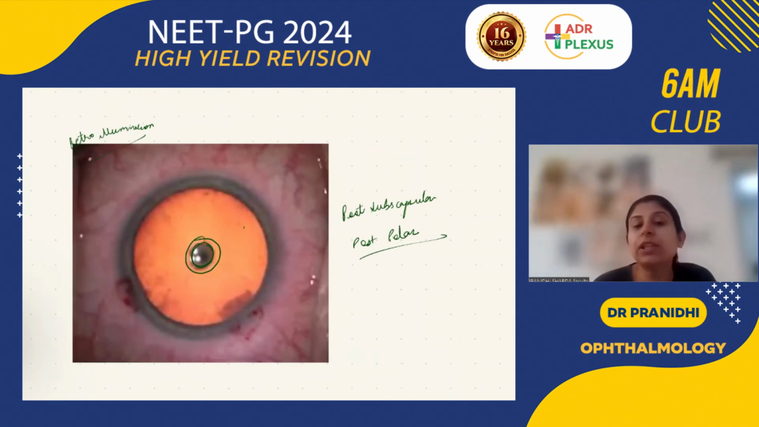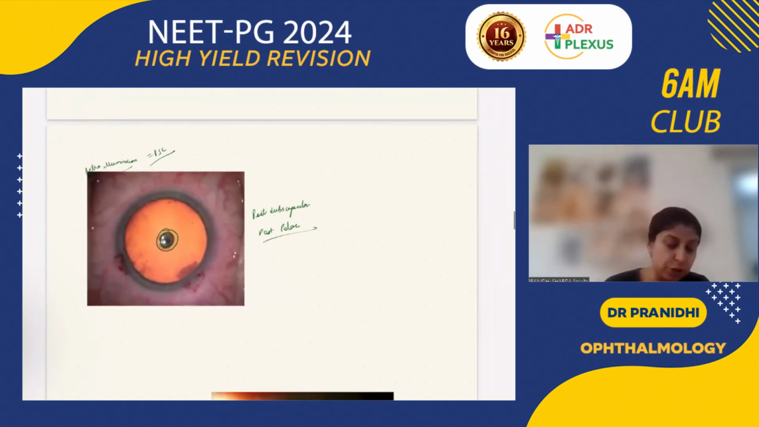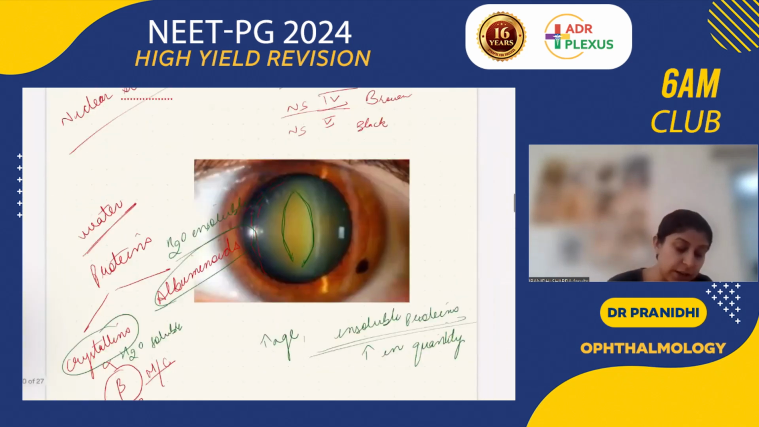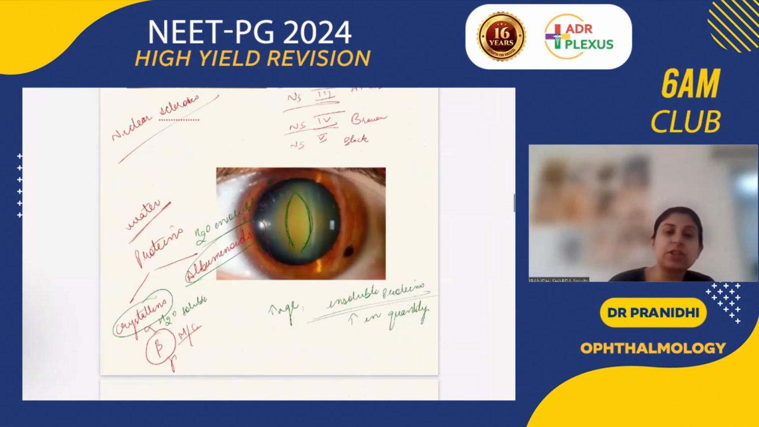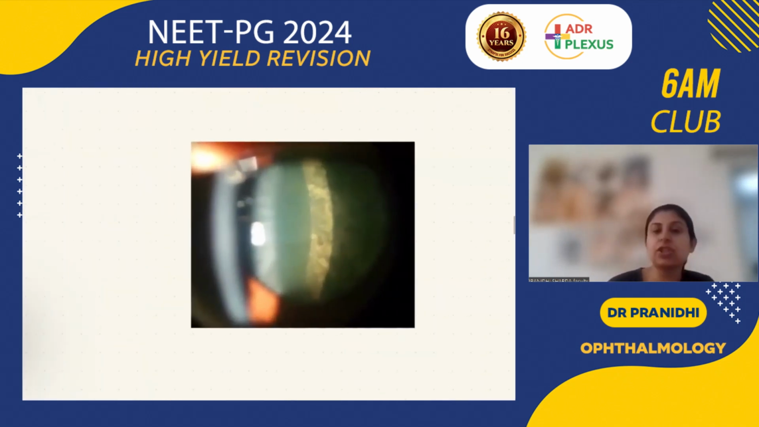This is not nuclear cataract because nuclear cataract will be present in the center. Retro illumination is best to diagnose the posterior subcapsular cataract. And nuclear cataract, as I showed, is best seen on the cut section of the slit. And on this cut section, this is how posterior subcapsular cataract looks like.